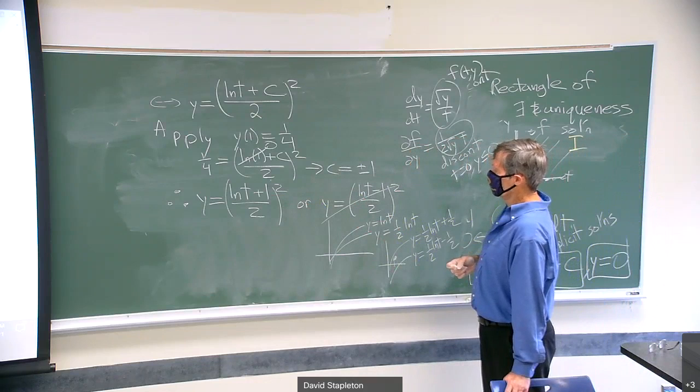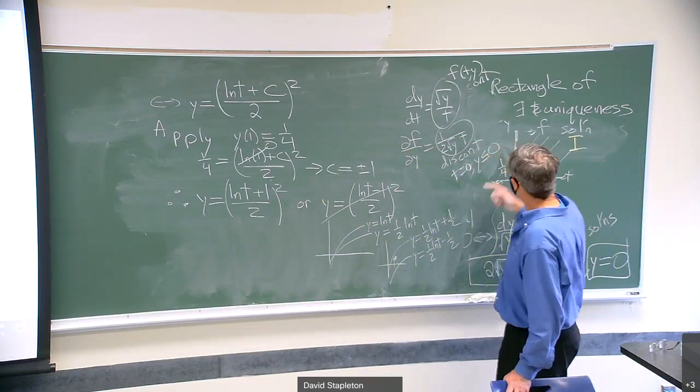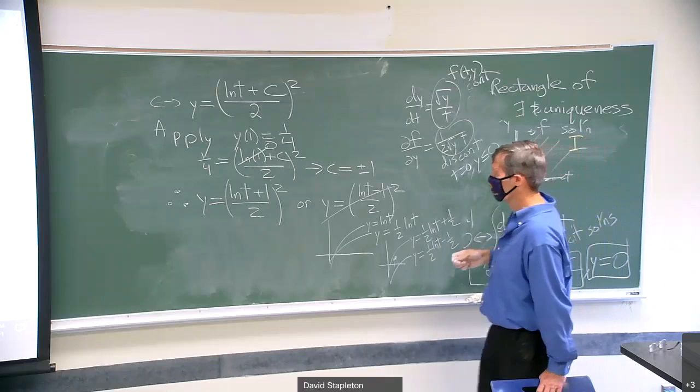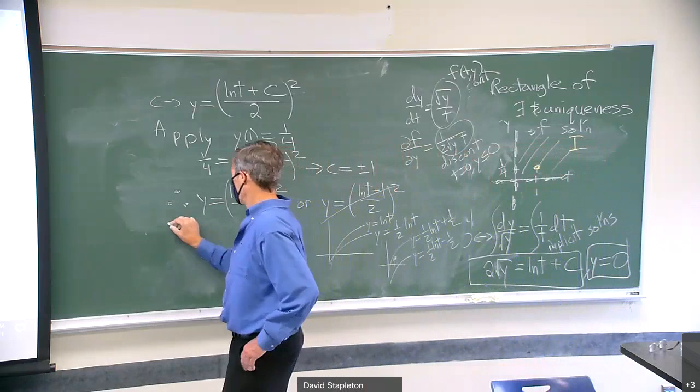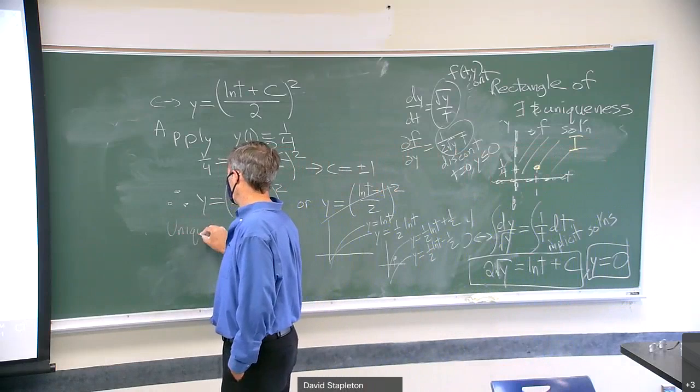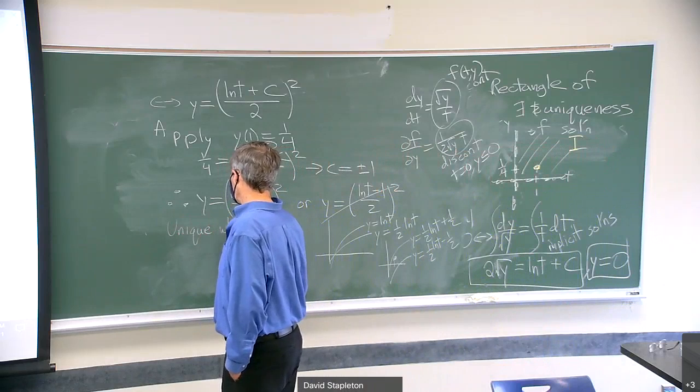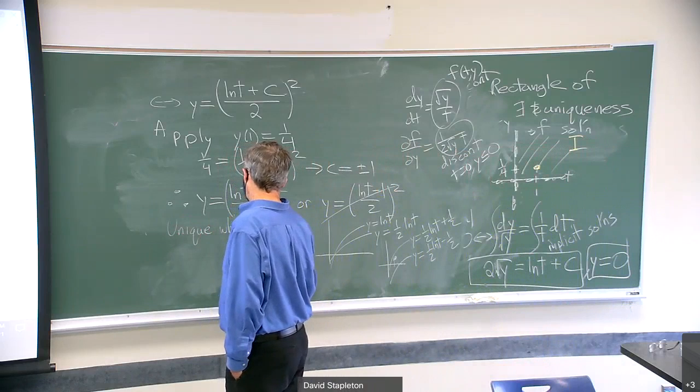On what interval is it the unique solution? Well, as long as it stays in this rectangle, it's unique. So it's unique while it remains in quadrant 1.